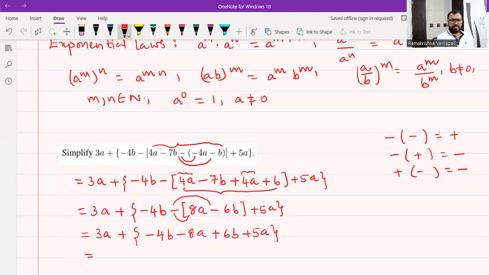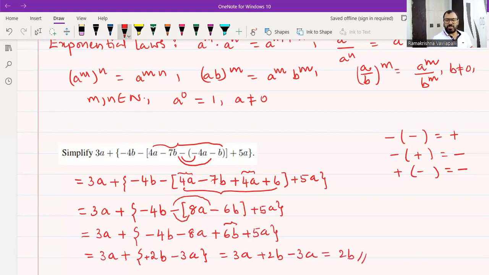This is equal to 3a plus, here 6b we have, here minus 4b, totally 2b, minus 3a. Further, this is equal to 3a. Now you see here plus into plus is nothing but plus 2b. Whenever a plus sign is there before the bracket, directly you can open it. Minus 3a. So the simplified expression of this is 2b.